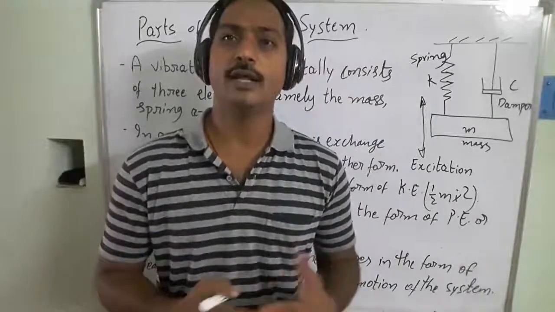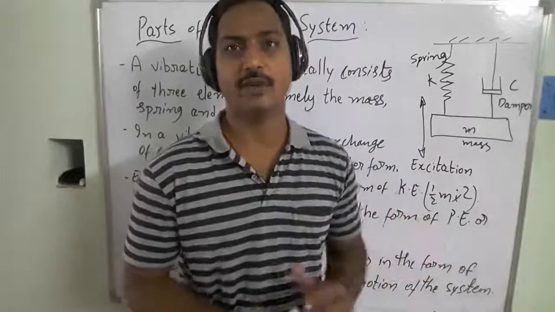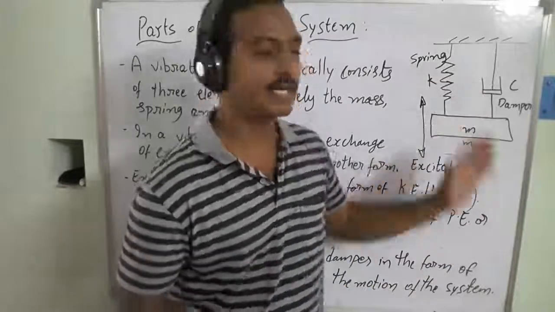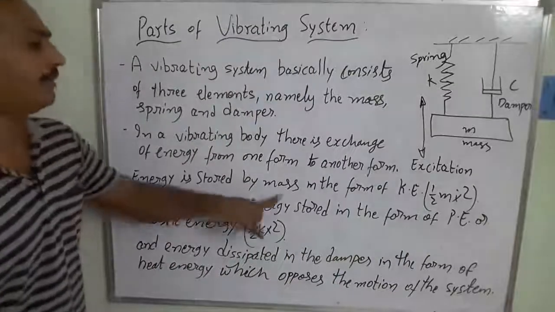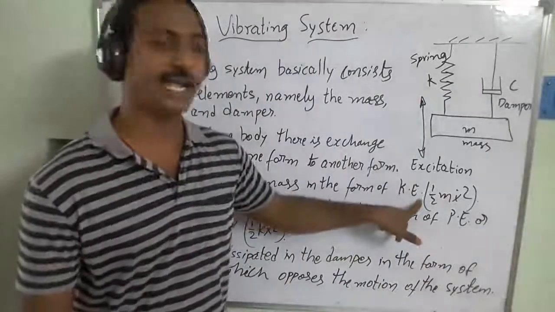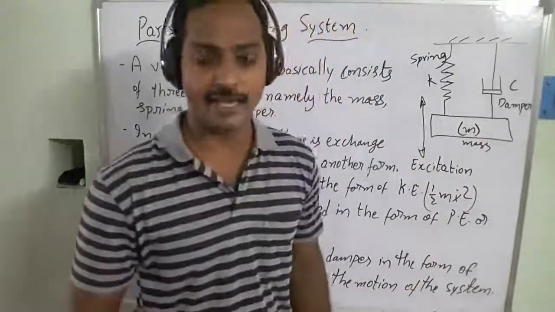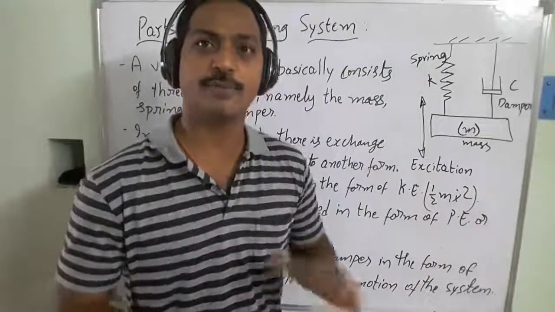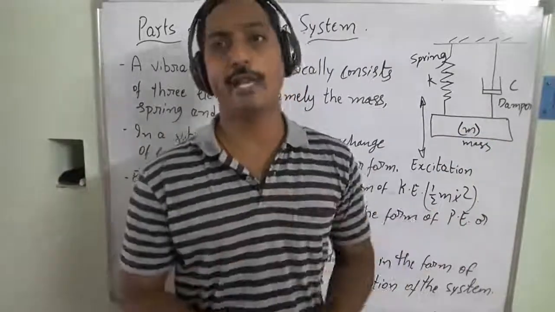As we know, we are going to see what kind of energy forms we have in the vibrating system, and what energy each element possesses. The energy stored in a mass is in the form of kinetic energy, right? The mass possesses kinetic energy because the mass is in motion. That motion creates the kinetic energy in that system.